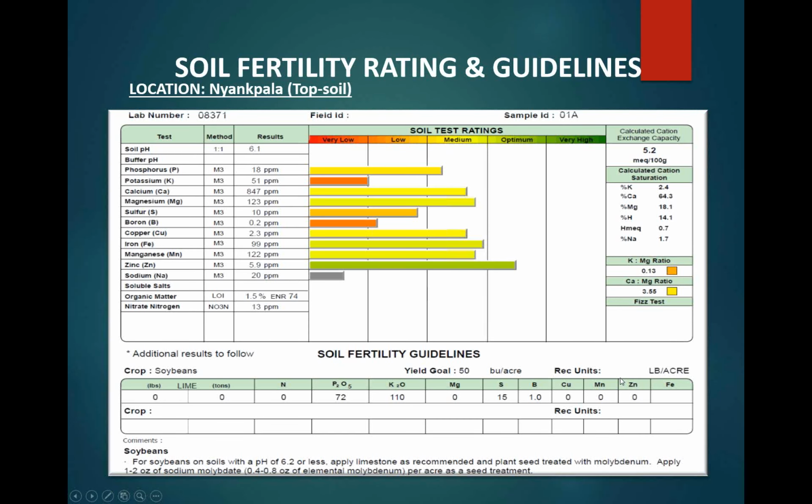Now for the soil fertility rating and guidance, what we're seeing on this is the topsoil results. This is a busy slide, but I will not bother you with that.